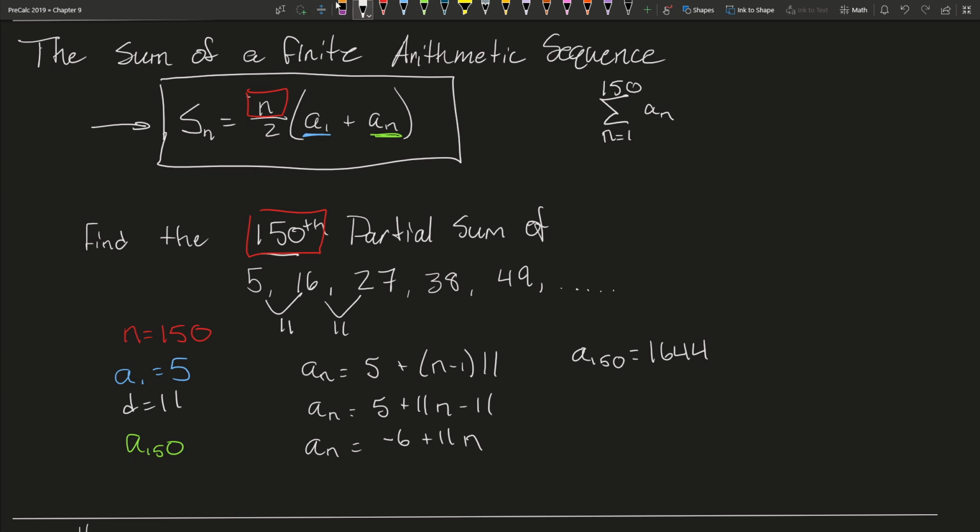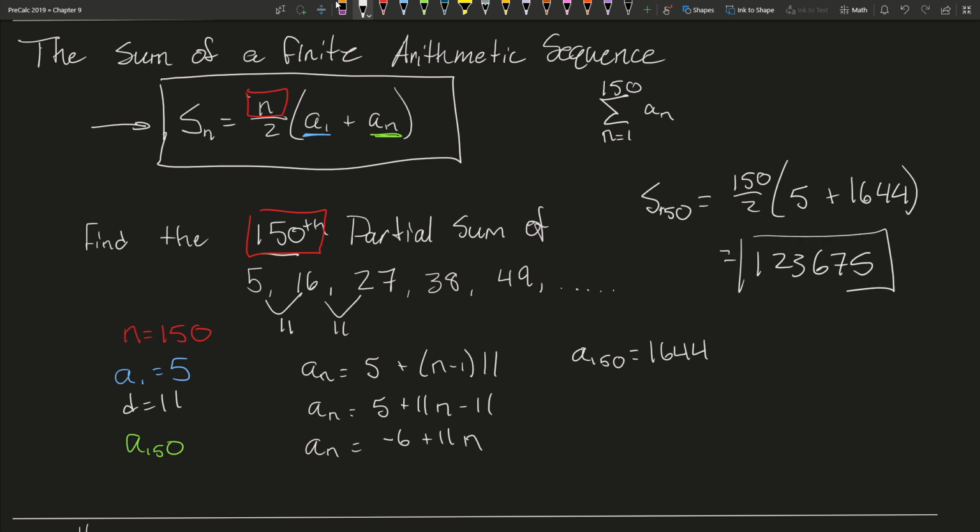And then we can plug it into our equation. So the sum of the first 150 terms, the 150th partial sum, is equal to 150 divided by 2 times 5 plus 1644. We should get 123,675. Okay, I realize I screwed up there. Does anyone have any questions over this example?